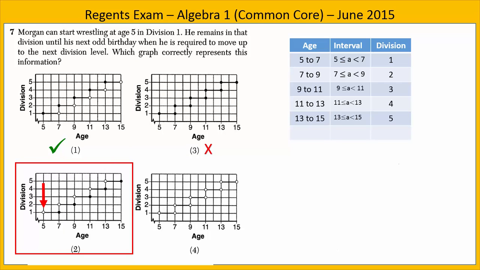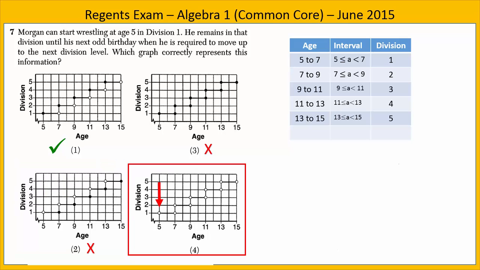How about choice 2? Choice 2 shows an open circle at 5 years old, meaning at 5, Morgan is in no division at all. At 7 years old, it shows that Morgan is still in division 1. We know he should be in division 2 at this point, but there's an open circle at division 2, which means that change hasn't happened. Graph number 2 doesn't make sense, and so that's not a valuable solution.